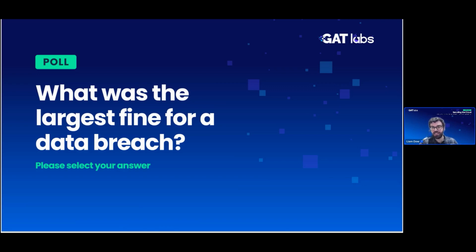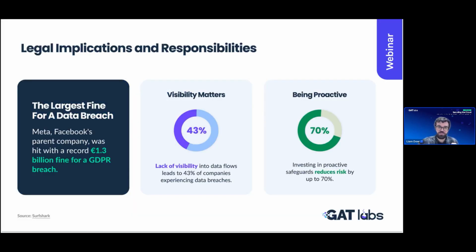But happy to say the highest voted answer, 1.3 billion euros, is spot on. So that is correct. That was Meta, Facebook's parent company. They were fined 1.3 billion euros, which is the largest fine to date related to data security. This was specifically for GDPR non-compliance, but I think it shows what I was saying: regardless of the size of your company, the consequences of not treating data security in the right way can be really large. So what can you do as a business to help protect yourself?